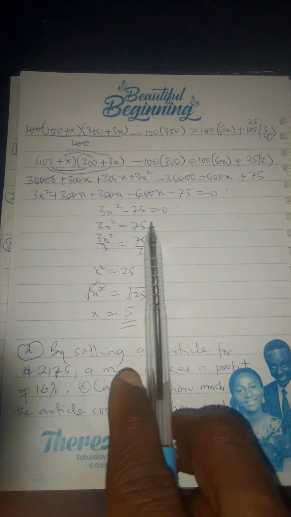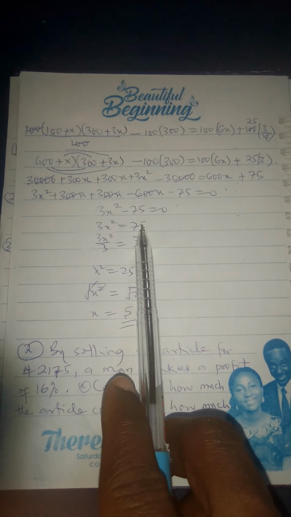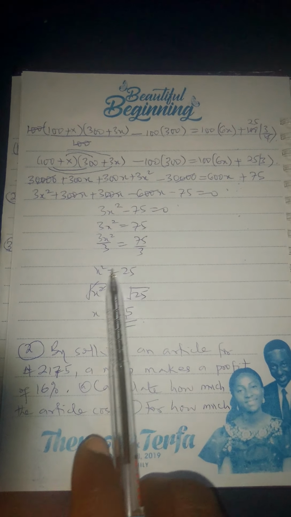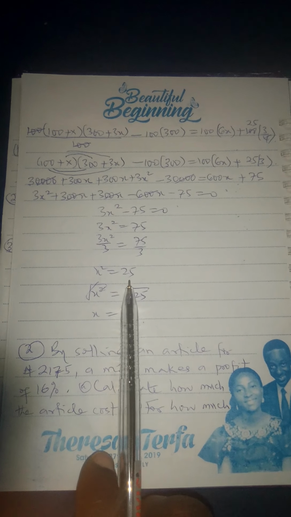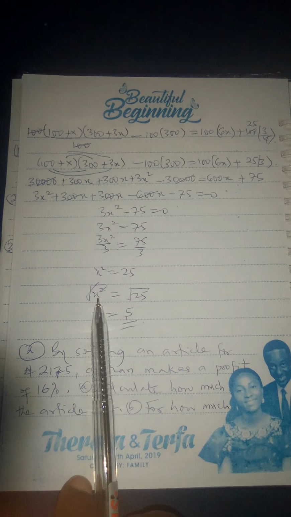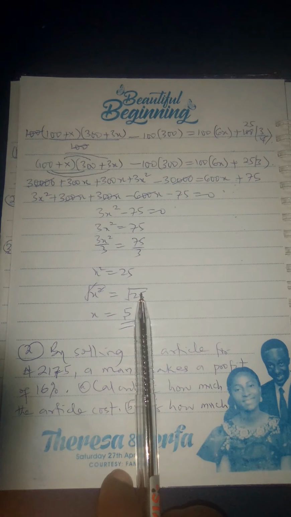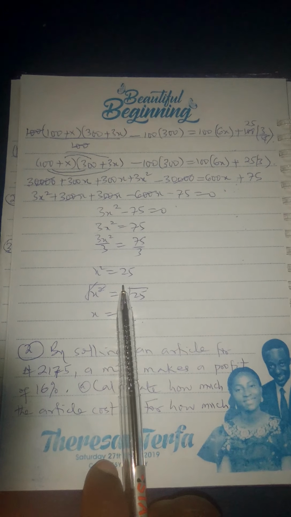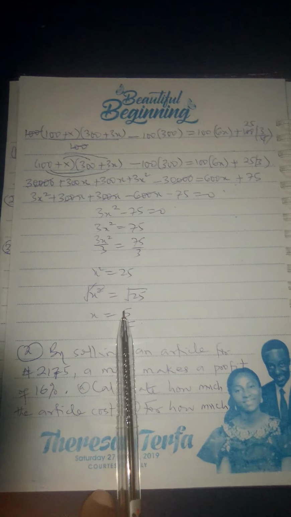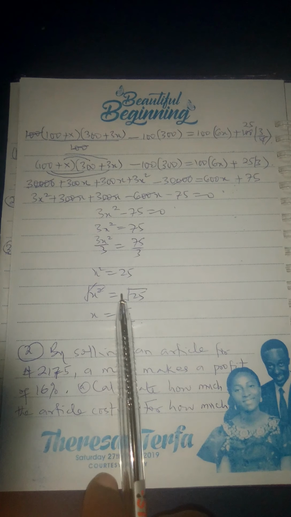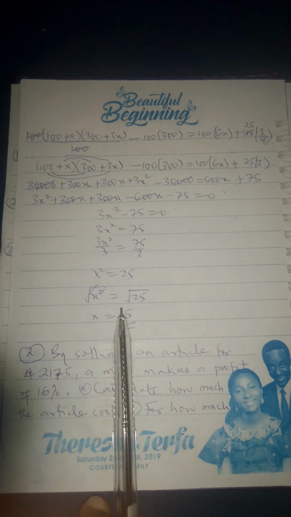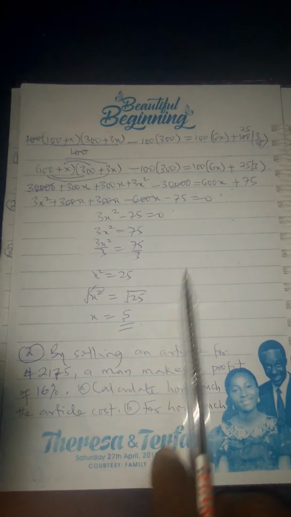Take your 75 to the other side. You have 3x squared to be 75. Divide both sides by 3. You have x squared to be 25. When you have something like this, you are supposed to take the square root of both sides and say plus minus 5 here. But since it's percentage where they even talked about profit, there is no negative sign. So x cannot be negative. No need to put plus minus. So x is 5%. That's what you have your x to be.